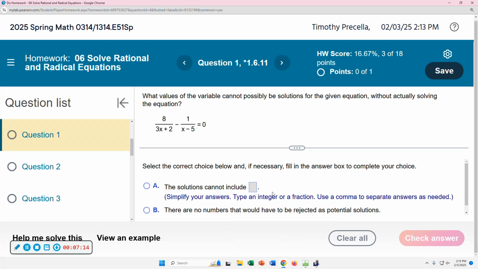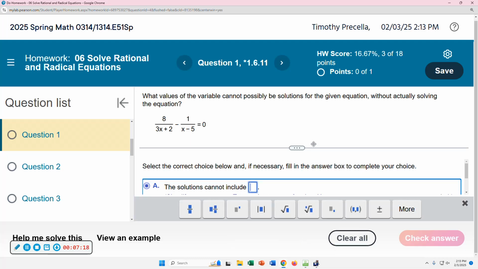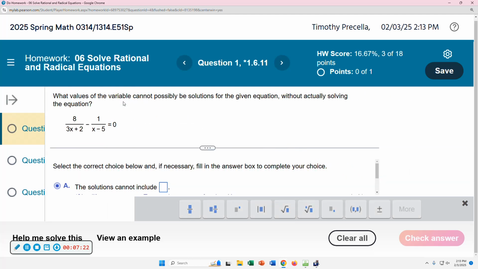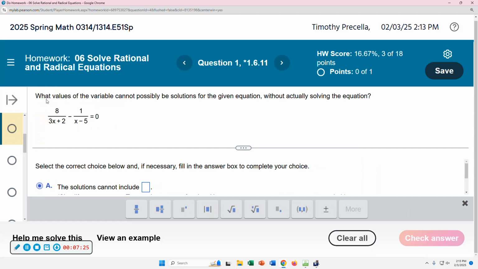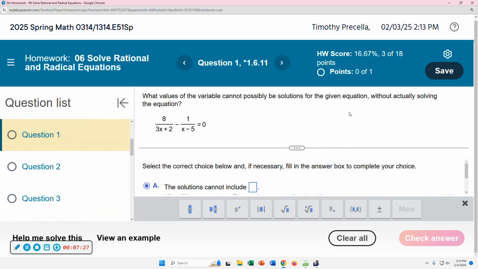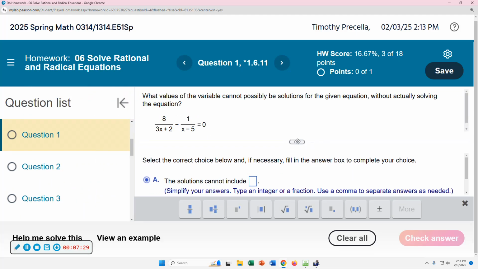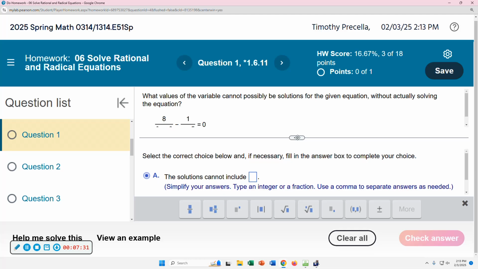We're not solving these. Don't start thinking, oh, this isn't bad, okay? We're not to that point yet, okay? We're not solving them. We're just figuring out what numbers could not possibly be a solution. If we went through and solved it and we got x equals 5 as a solution, we'd have to mark it out.